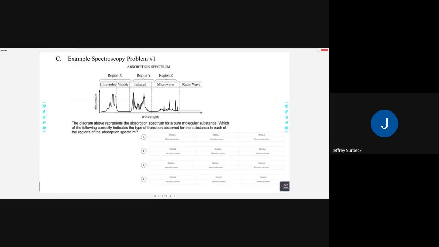So the diagram above represents the absorption spectrum for a pure molecular substance. Which of the following correctly identifies the type of transition observed for the substance in each of these regions? Okay.